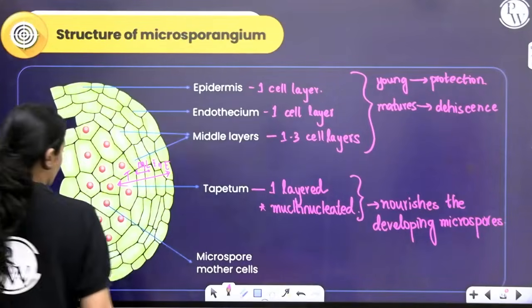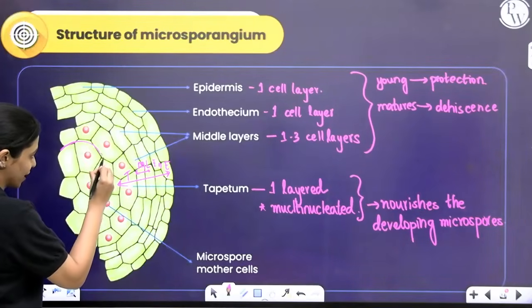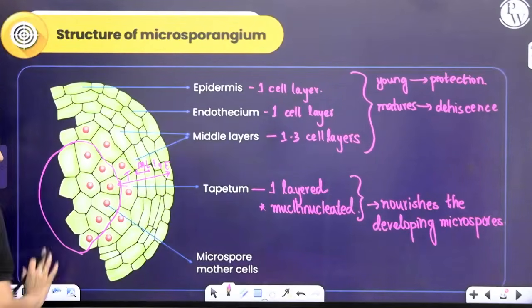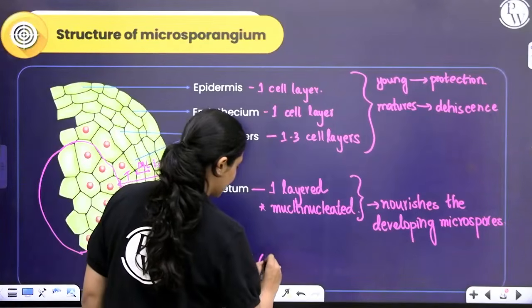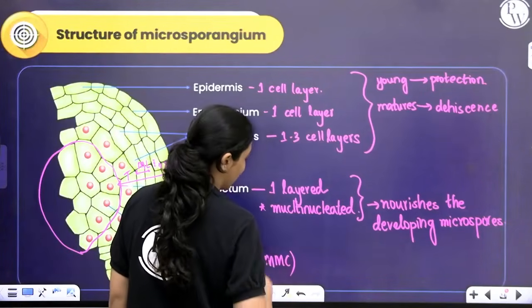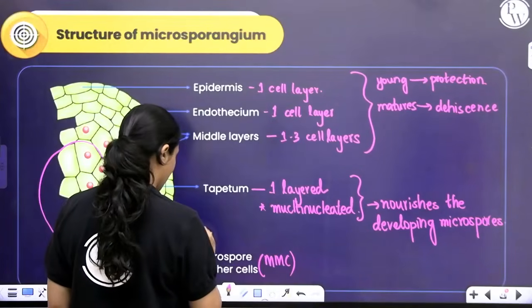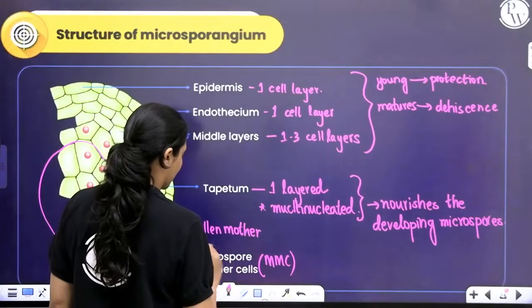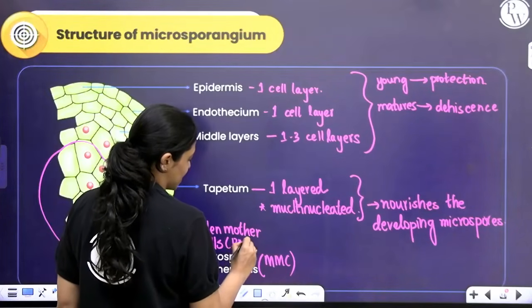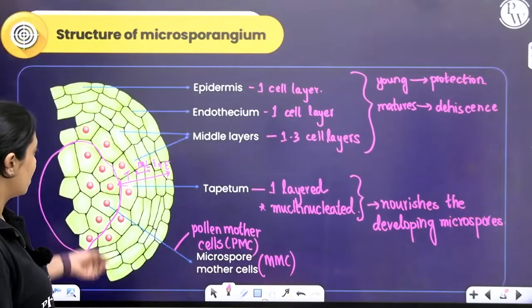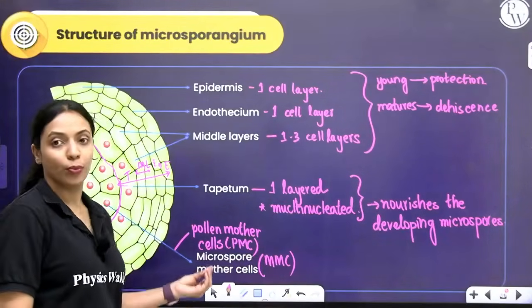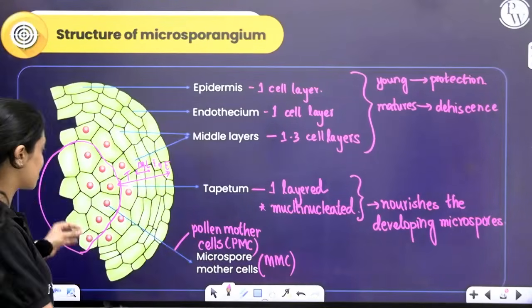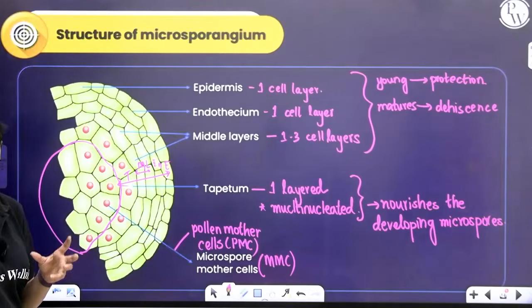Okay. I want you to understand that whichever region I am outlining right now, whatever cells are present over here, these are called microspore mother cells, abbreviated as MMC, or sometimes pollen mother cells, abbreviated as PMC. Now, what does microspore mother cell or pollen mother cell mean? It is these cells which are eventually going to give rise to pollen grains or microspores. So it is these cells which are directly involved in the formation of pollen grains.